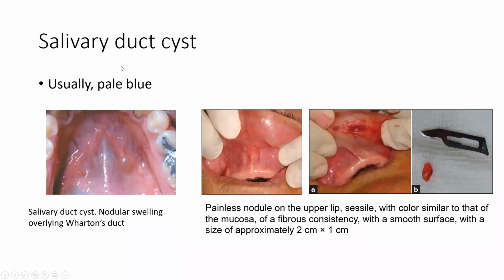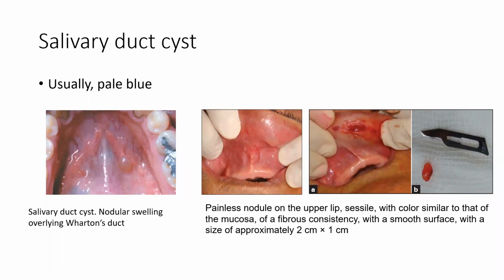Next, which appears bluish in color, is salivary duct cyst. The salivary duct cyst is an epithelium-lined cavity, so it's a true cyst. The cause is uncertain, but some authors have said it is because of ductal obstruction for some reason. When the duct is obstructed, there is increased intraluminal pressure, which leads to the formation of the cyst.